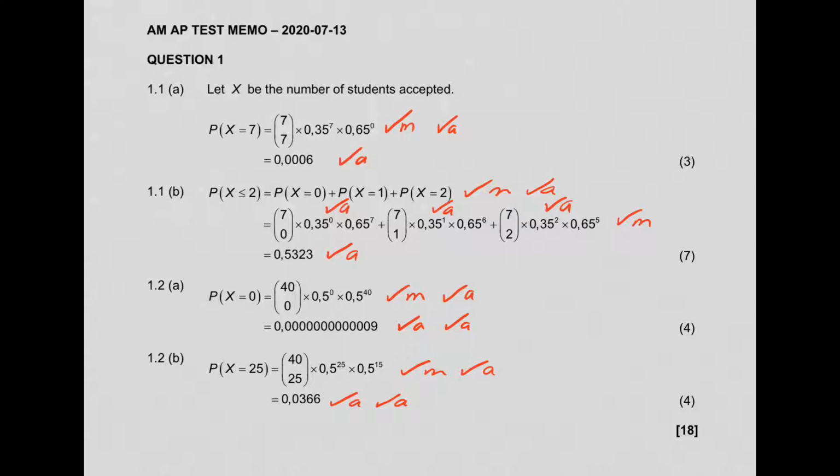They're either going to get accepted or they're not. So I've let x, my random variable, be the number of students accepted. Remember, whatever you let your random variable be should always be the thing that the question's asking for. So if they're asking for the university accepting all 7, then you're going to let your random variable equal the number of students accepted. All right, so in our probability equation, we've got our random variable x equals 7.